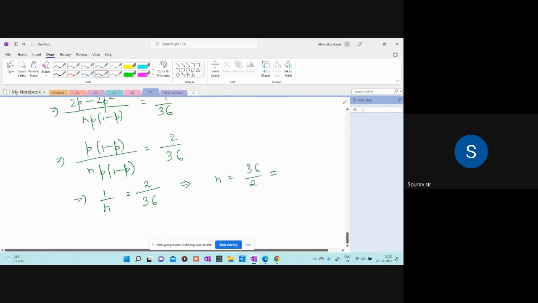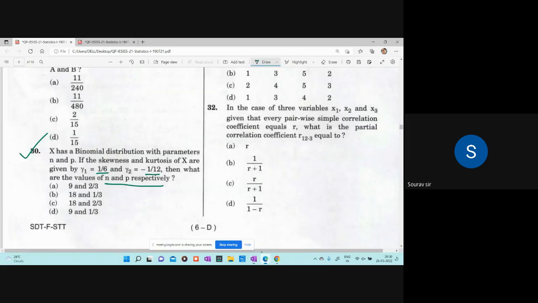That is basically, what is 36 by 2? 18, ma'am. So my size is 18. So n is equals to 18. This is my first answer. So whenever I am searching over here, I can exactly reject option A and D, and I can go with option B and C, any one of them. Now I need to choose the value of P.